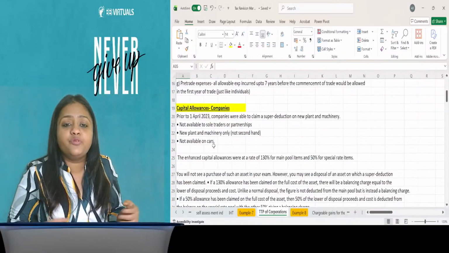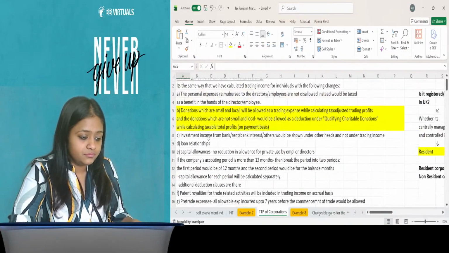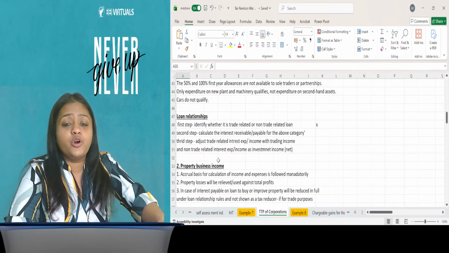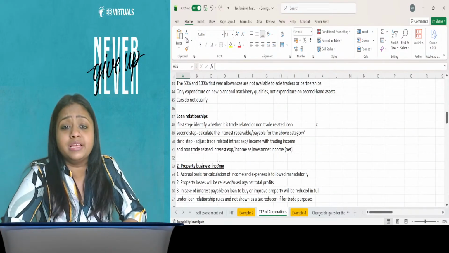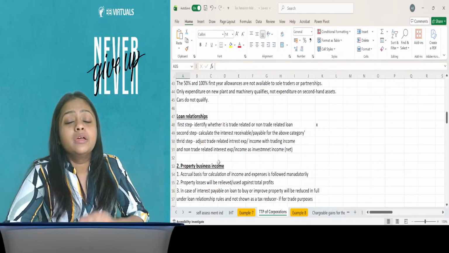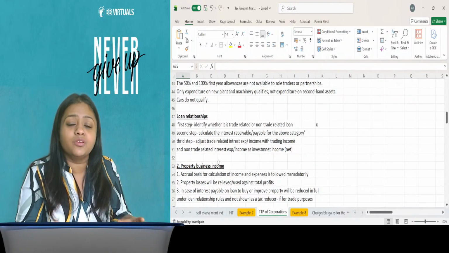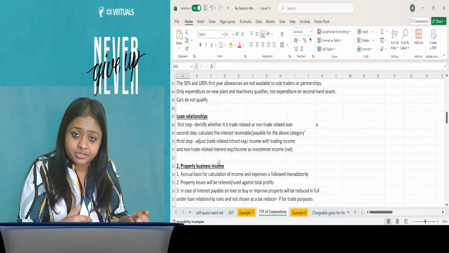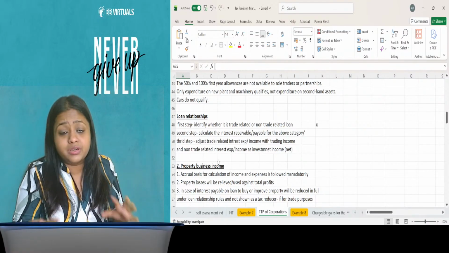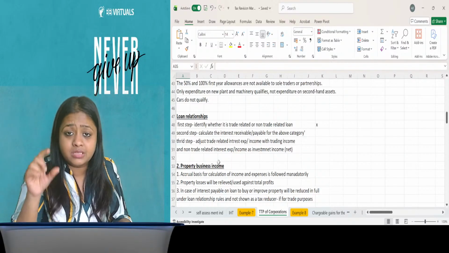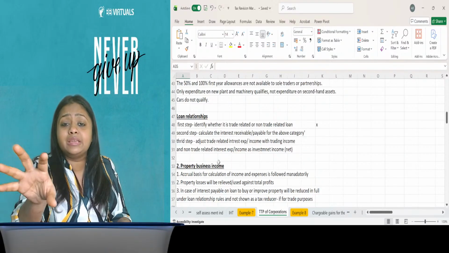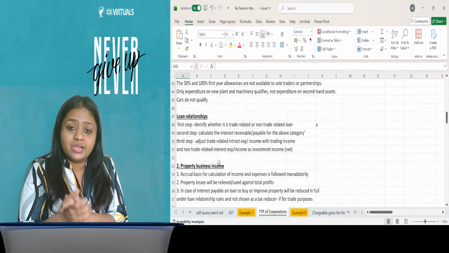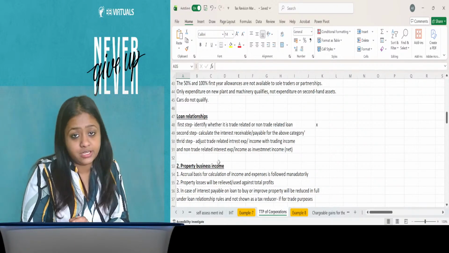Second, let's see the second heading. The second heading is non-trade loan relationship. That simply says the non-trading loan, like a loan taken to invest into shares. So you're earning interest. So any income that you earn, less any expenses incurred, the net interest amount, you will add it under this heading. Non-trade loan relationship. Okay, interest income from non-trade loan relationship.